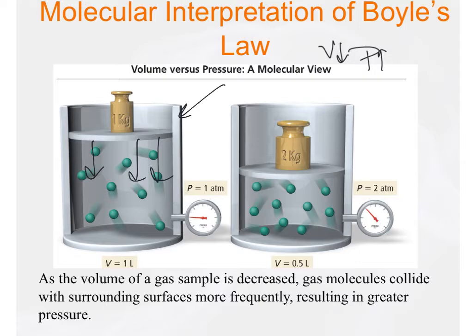Well, if you remember from our Introduction to Gas lecture, gas pressure is caused by collisions of the gas particles on the container walls. So when we decrease volume, we have more collisions, right? The gas particles are enclosed in a smaller space, and so there are more collisions. More collisions means higher pressure. So on a molecular level, that explains Boyle's Law.